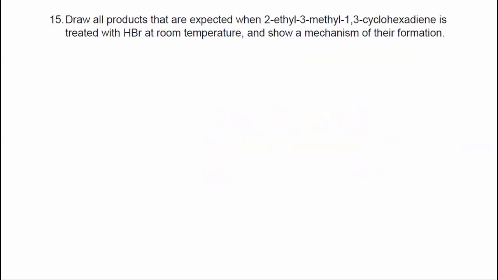All right, here we're looking at 2-ethyl 3-methyl 1,3-cyclohexadiene. It's treated with HBr at room temperature, which means we're probably going to get a mixture of products. Show a mechanism of the products. So we have to start with drawing the structure. Cyclohexadiene, I have a 6-membered ring. My double bonds start at 1 and 3. 2-ethyl, 3-methyl.